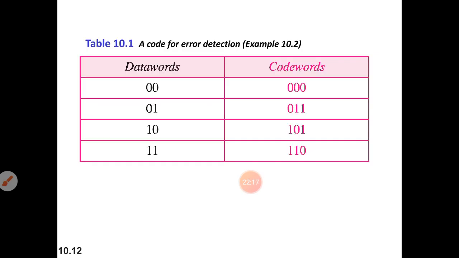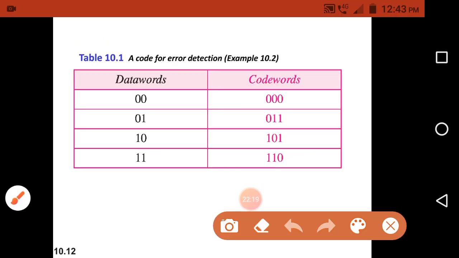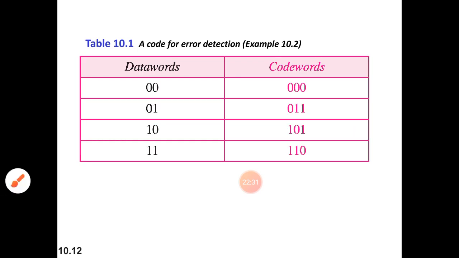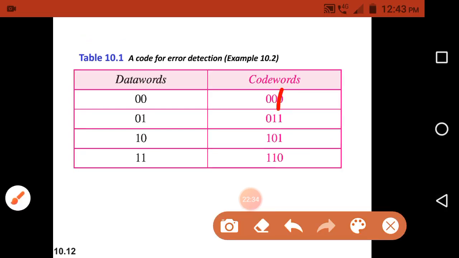Okay, so if the code word, this particular code word, has been modified, that is, instead of 000, the receiver will receive 001, then the code word has been modified at the time of transmission. That means it is an invalid code word, and that code word will be discarded. Okay, so that is what they have told here.